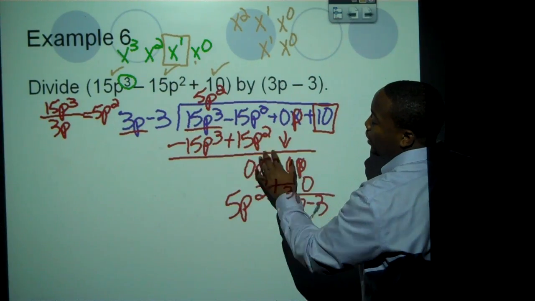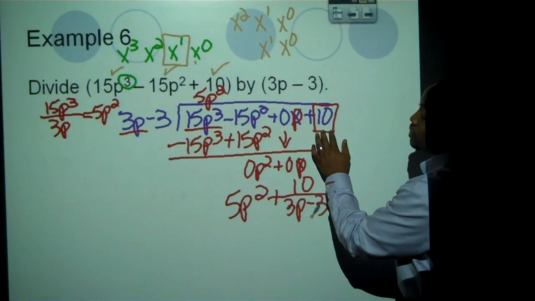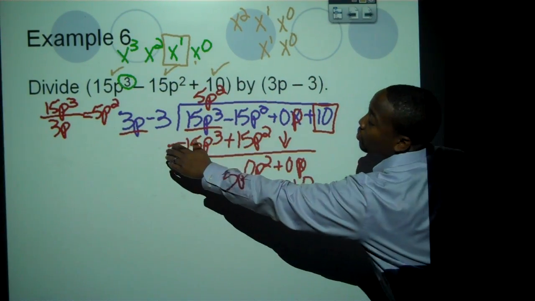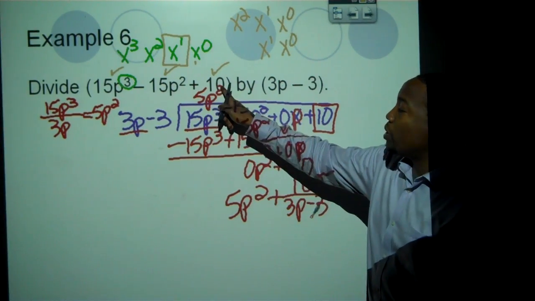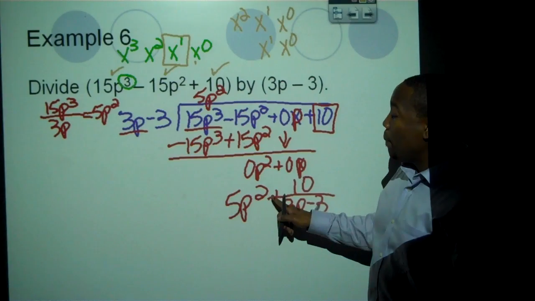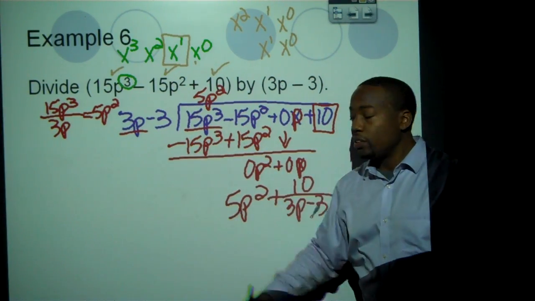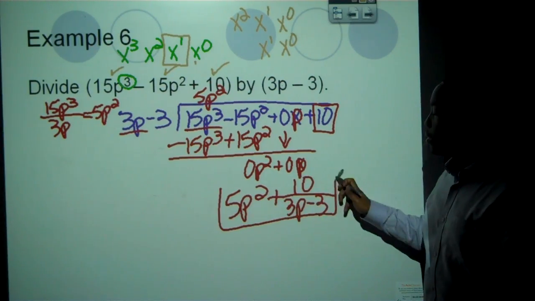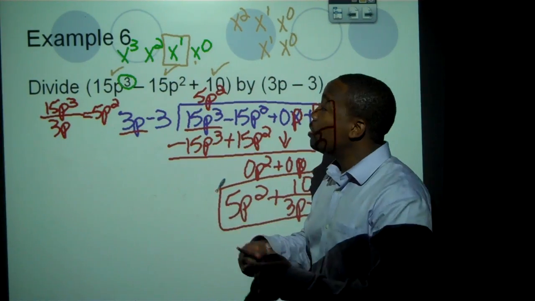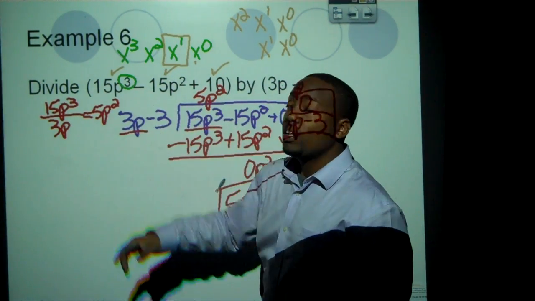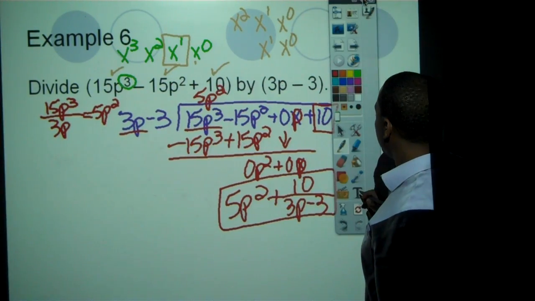So when these cancel out, I'm left with 0. 0 here and 0 here. I don't have anything else to divide but this 10. 3p cannot go into 10. So that's my remainder. So my answer would be 5p squared, right? 5p squared plus my remainder, which is 10, over my divisor. Alright? This one's pretty simple. This one's not a hard one. Only thing I want to make sure you pay attention to is the missing terms. Okay, so let's jump to example 7.